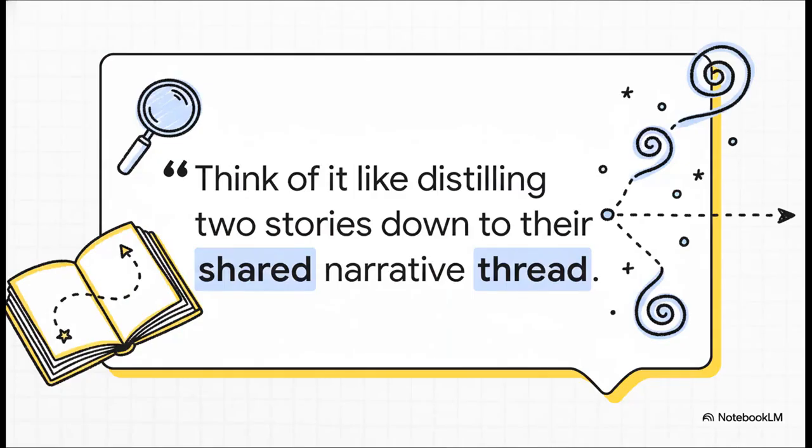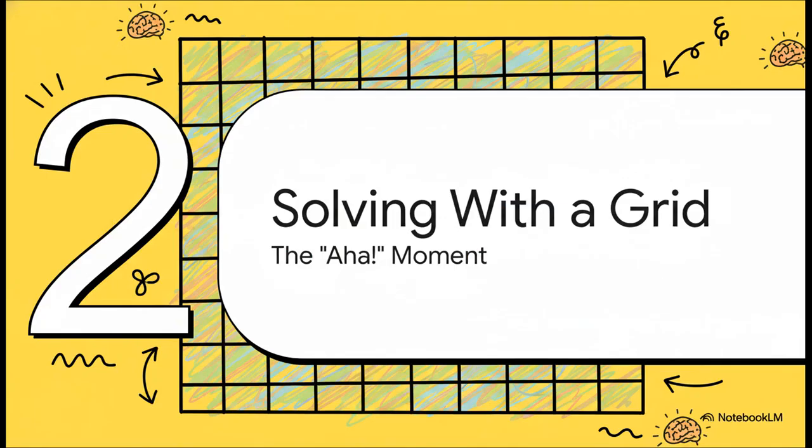I absolutely love this analogy. Finding the longest common subsequence is kind of like reading two different books and pulling out the main plot points they have in common. The stories might have extra characters or side plots, but that core narrative thread, that's your LCS. So, how in the world do we find this shared thread?